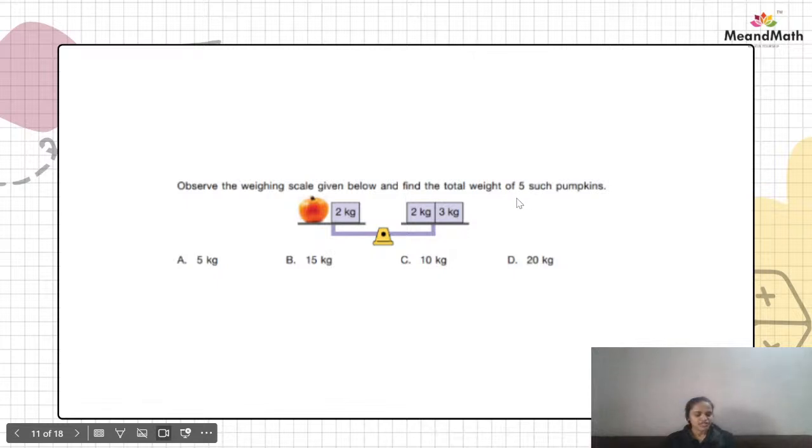But yes, make sure the question is asking what is the weight of 5 such pumpkins. So you have to calculate that. If you find out the weight of one pumpkin, you can easily find out the weight of 5 pumpkins.